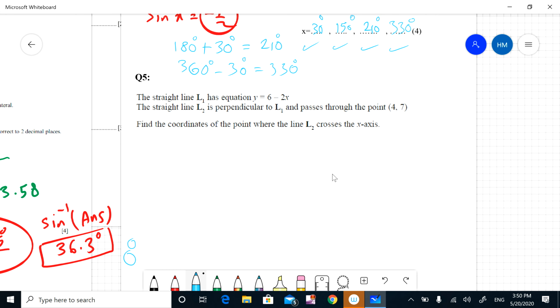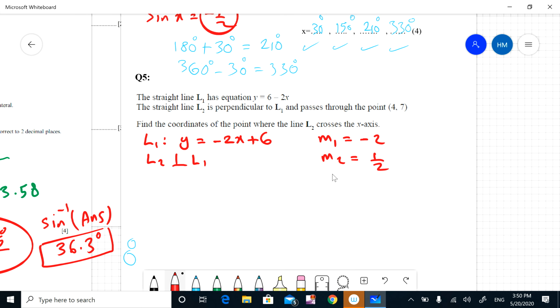Let's go to question number 5. We have two lines. They are perpendicular. The first line, L1, has an equation y equals, you can rearrange the equation again to make it mx plus c, so it's negative 2x plus 6. So m1, the gradient for this line, is negative 2. Because L2 is perpendicular to L1, m2 is the negative reciprocal of this answer, so it is half.